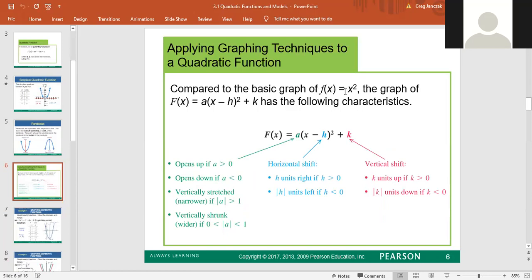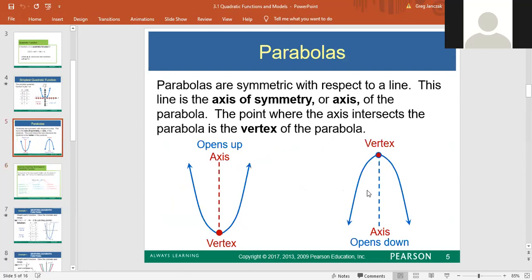So the basic graph, or what I like to call the parent graph, is x squared. So you're going to see in parentheses where you have a number outside. If that number is positive, the graph's going to open up. If the number is negative, that graph is going to open down. And that's what we showed here. So this opening down would give you negative x squared. Opens up, gives you a positive x squared.